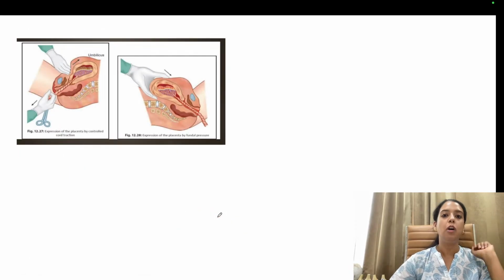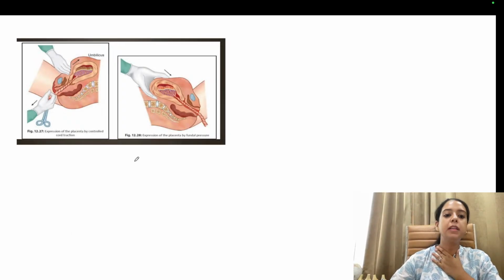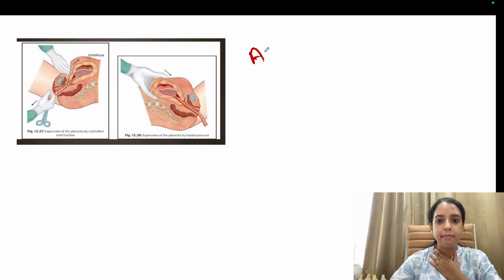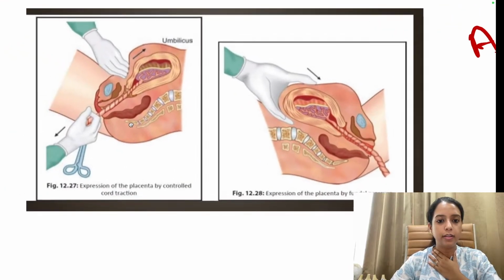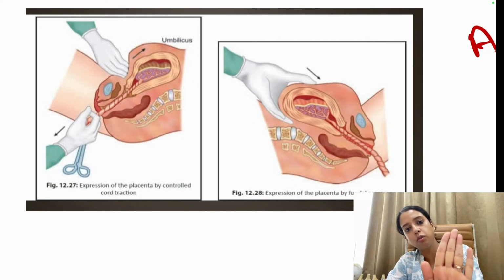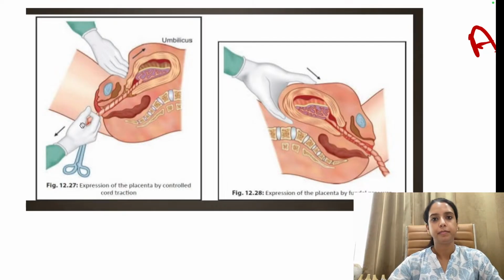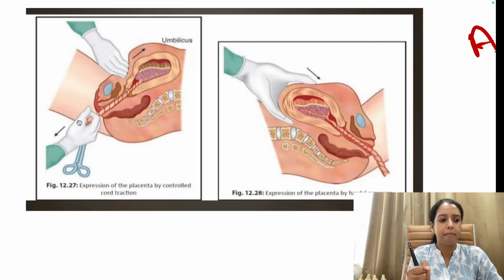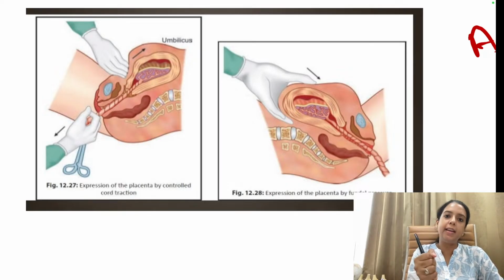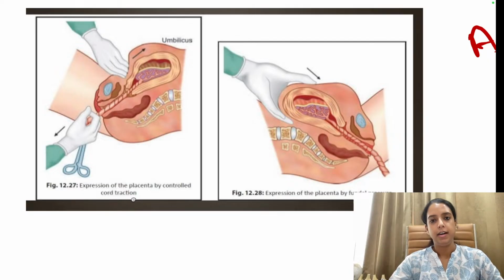Okay? Now the methods through which we will separate the placenta. Okay, remember in the third stage what we do is always active management of the third stage of labor. So there are two ways. What is this I'm doing? With one hand, I'm just pushing the uterus, controlling the uterus. With another hand, I'm not pulling it out. I have just maintained a traction. Nobody pulls. We are just maintaining a traction. This we call controlled cord traction, a step of active management of the third stage of labor.